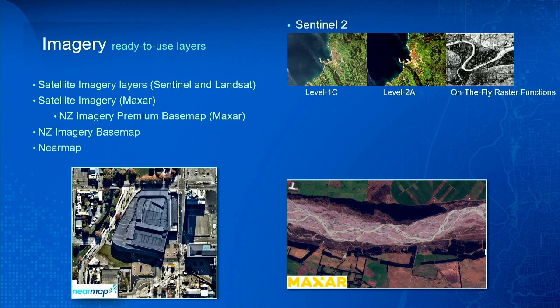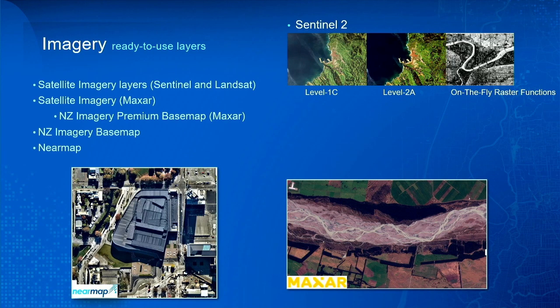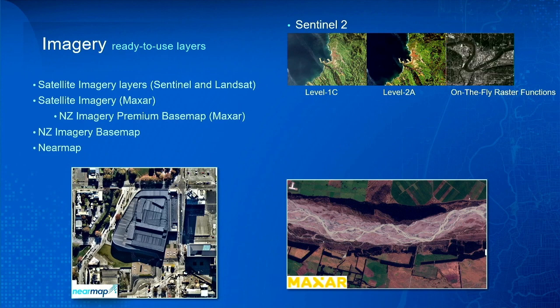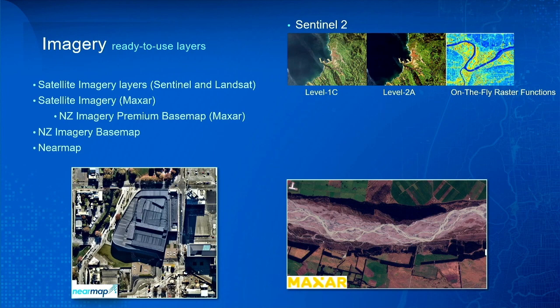Because in ArcGIS you have access to satellite data from Sentinel and Landsat, and you have access to the full archive of the multispectral imagery just by dragging it into your projects. If you need better resolution, we can provide you with Maxar data, either the multispectral imagery or a ready-to-use base map layer that you can just add in as a base map layer.